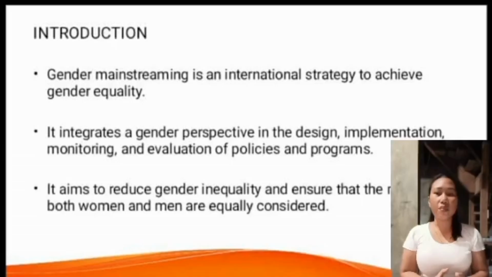So when we say gender mainstreaming, it is making sure that both men and women's needs, experiences, and perspectives are taken into account in all stages of policymaking and program implementation. For example, when creating an agricultural policy, gender mainstreaming would ensure that both men and women farmers' roles, access to resources, and challenges are considered so that the policy benefits everyone fairly.